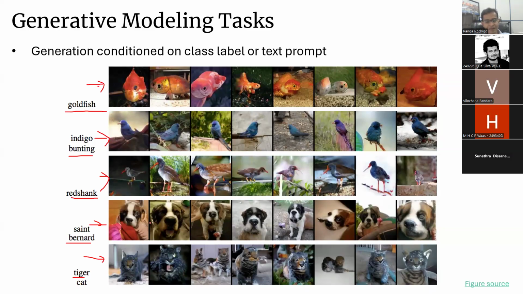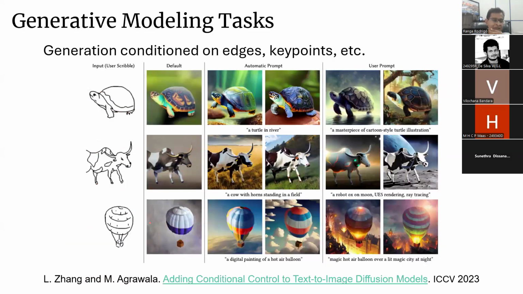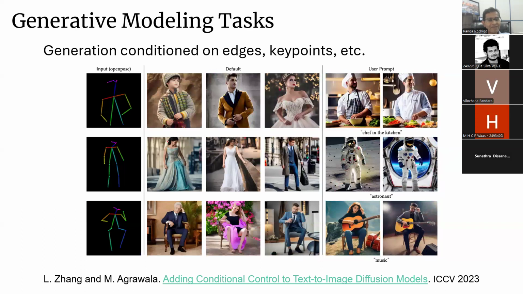Condition generation. Your condition can be a hand sketch. Your condition can be a pose network. So the pose is the default thing that you get, and then with the prompt also. This is this kind of prompt. Beautiful, right?